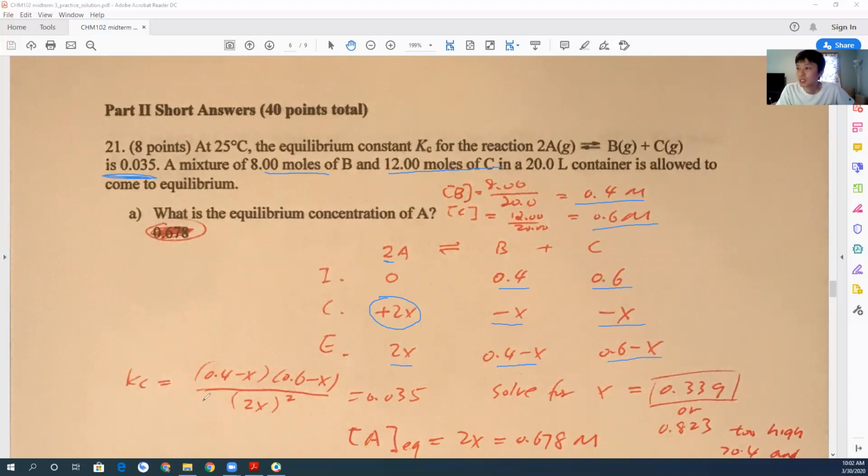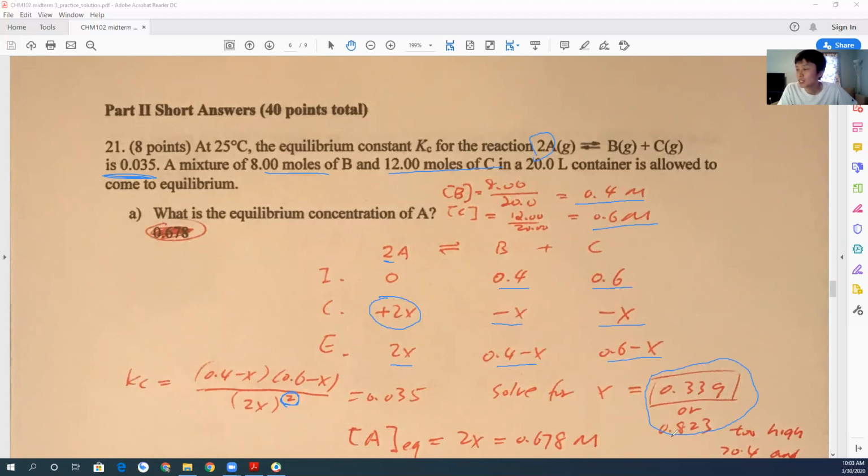For Kc, I'm going to plug in those equilibrium concentrations. Be careful, you have a square here. It's very easy to forget about this square. After you look at the equilibrium concentrations, you plug those in, but remember, A has a coefficient of 2, so you must have a square here. Then you can solve this equation to calculate x. You have 2 solutions, so you have to determine which one makes sense in this problem.